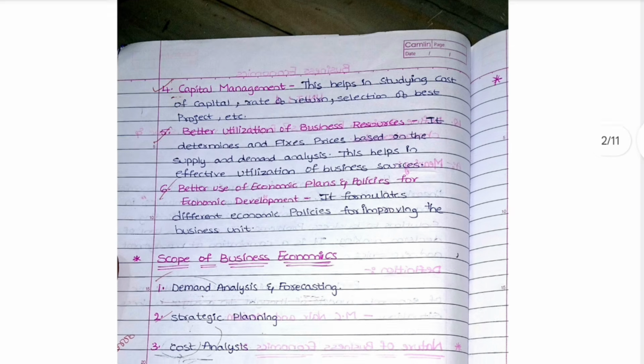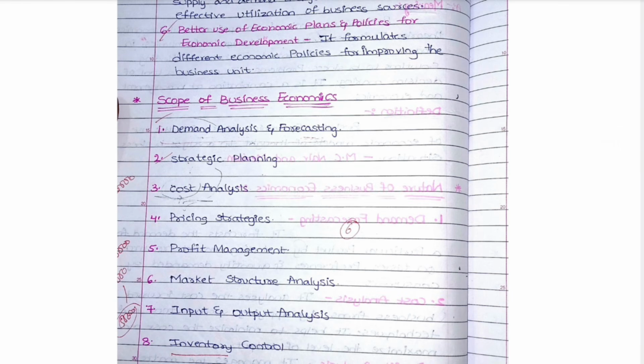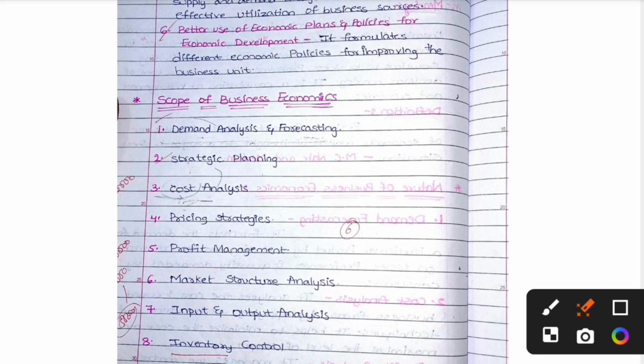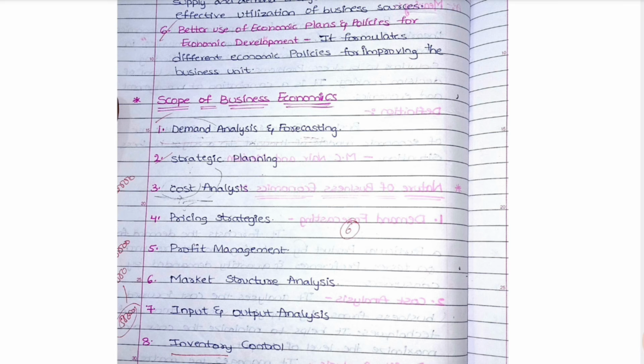Understanding? See, for example, scope of business economics: demand analysis and demand forecasting. Demand analysis is nothing but how much demand there is at present in the market. Demand forecasting is nothing but how much demand there may be in future for this product, analyzing the demand for future purposes. Just now we discussed in the first point, strategic planning. What is strategic planning? We will do some strategies to improve our sales and our production. Cost analysis, pricing strategies, profit management, market structure analysis, everything we have discussed above only, no?